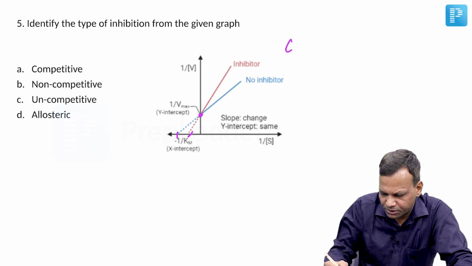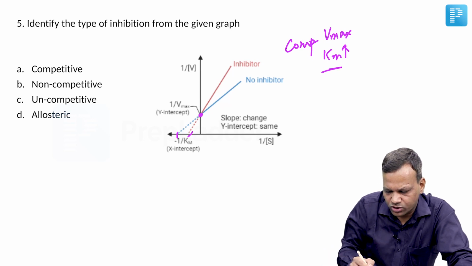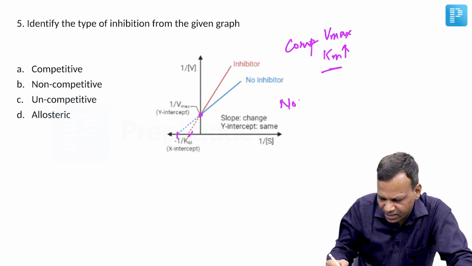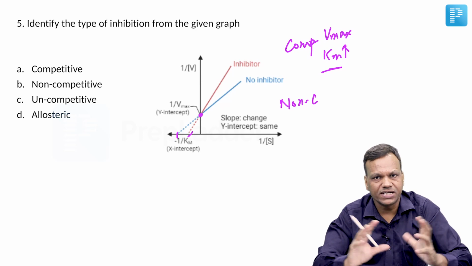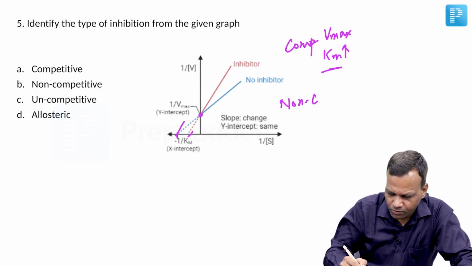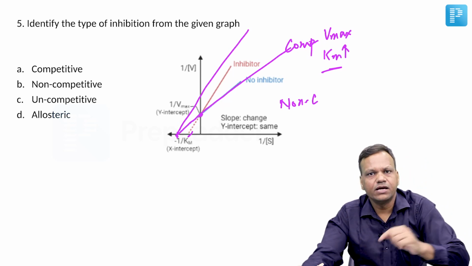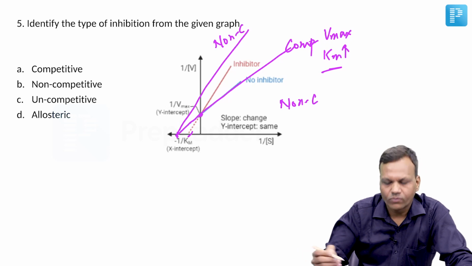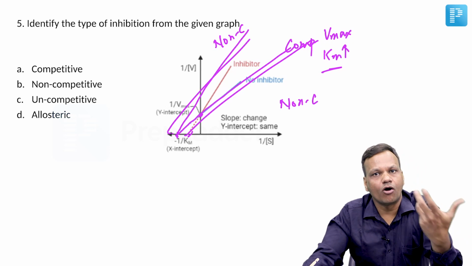So in competitive inhibition, Vmax remains the same, but Km increases. Okay? So if only it is different on the x-axis, it is competitive inhibition. On the other hand, in non-competitive inhibition, what will happen? In non-competitive, Km is the same. Remember, Vmax changes. So if the graph is coming from the same point on the x-axis, but it is intersecting the y-axis differently, then it will be non-competitive inhibition. And if both the points are different, then it will be uncompetitive inhibition.